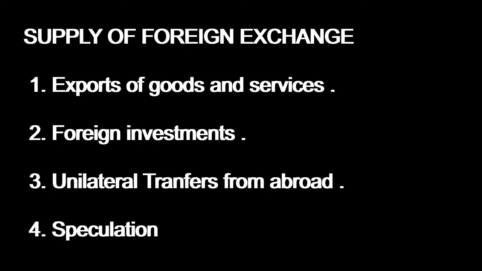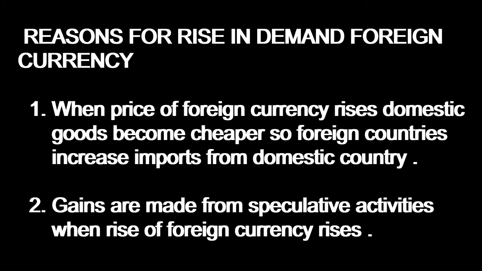Second is foreign investment. The amount which foreigners invest in the home country increases the supply of foreign exchange. Third is remittances, that is unilateral transfers from abroad. Supply of foreign exchange increases in the form of gifts and other remittances from abroad. And fourth is speculation. Supply of foreign exchange comes from those who want to speculate on the value of foreign exchange.